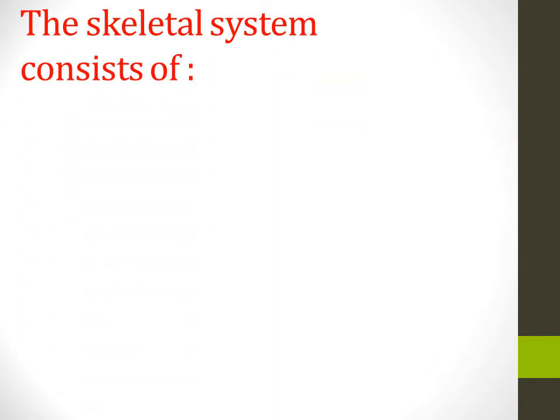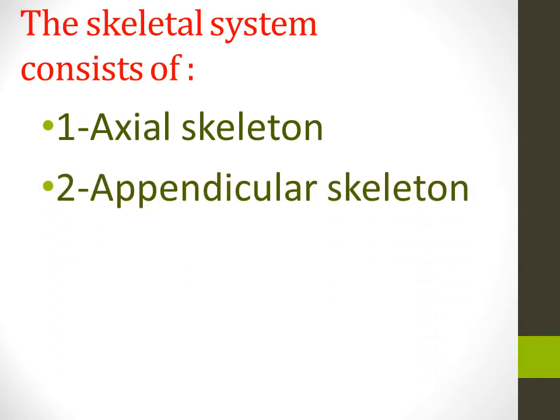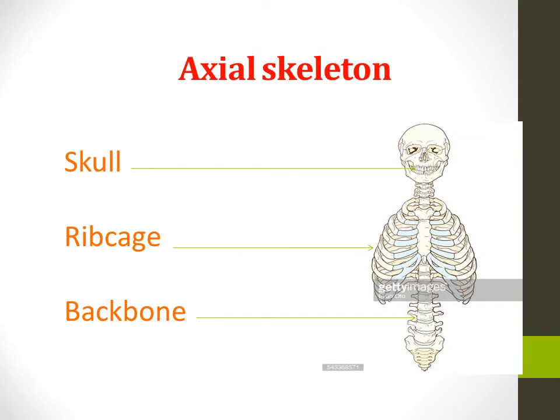Our skeletal system consists of the axial skeleton and the appendicular skeleton. Let's start with the axial skeleton. The axial skeleton consists of three main parts: skull, ribcage, and backbone. Let's study them.